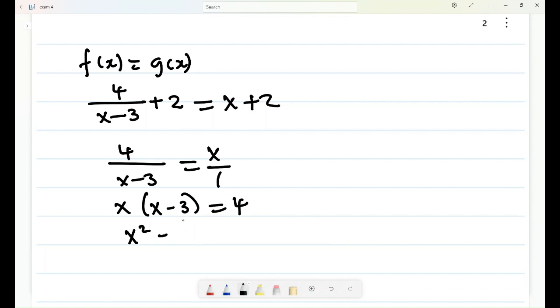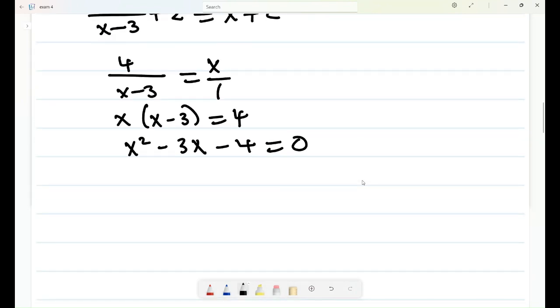Every time I have an x squared on either the left-hand side or the right-hand side of an equation, I'm going to apply the zero factor. What is the zero factor? It says take this to the other side. It's going to be minus 4, and apply the zero factor.